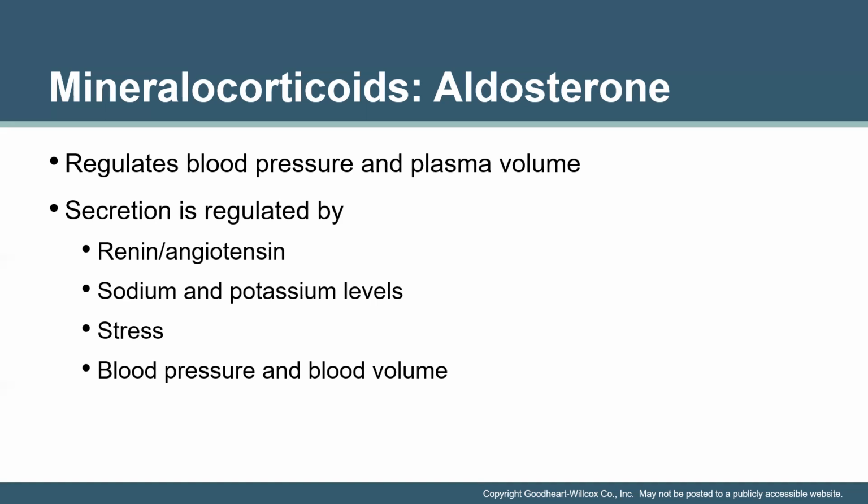Decreased blood volume and pressure will activate baroreceptors, which are pressure sensors within our vascular system, that will stimulate the kidneys to secrete something called renin. This will create a cascade that will convert a substance called angiotensin 1 to angiotensin 2. And the angiotensin 2 is a powerful stimulant for the aldosterone secretion by the cortex.